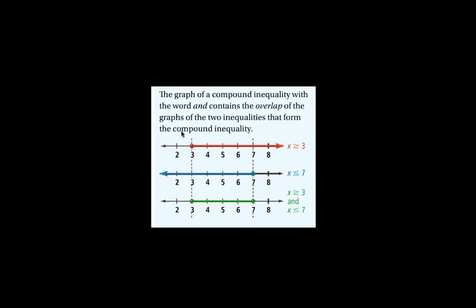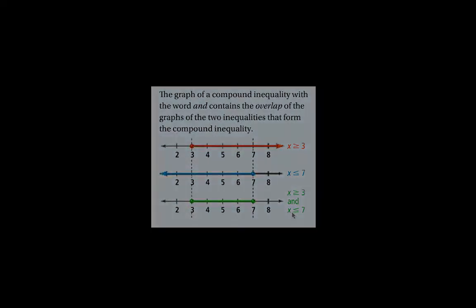So here's what the graph of x is greater than or equal to 3 looks like. We've got a closed dot on 3, graph to the right. The graph of x is less than or equal to 7: closed dot on 7, everything to the left. Now if I were to lay those two graphs on top of each other, where they overlap is between 3 and 7, including 3 and 7. So that's what this green graph represents. Everything that's between 3 and 7 inclusive would be solutions to this compound inequality.